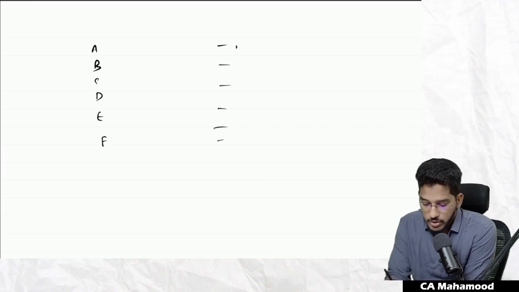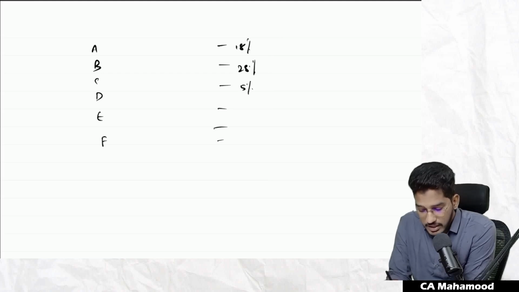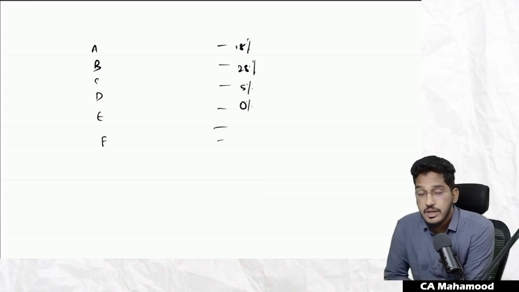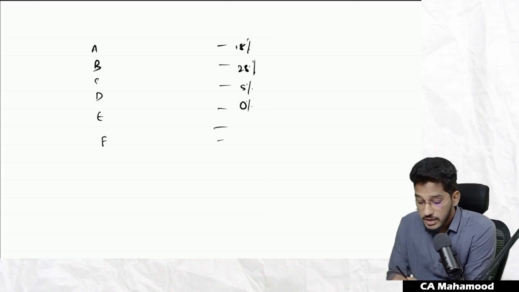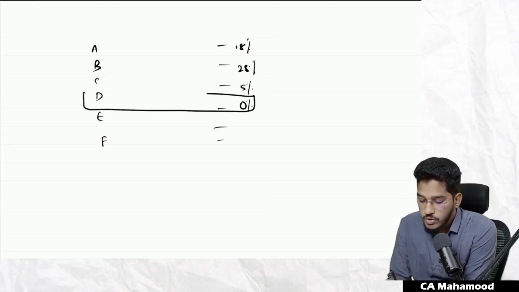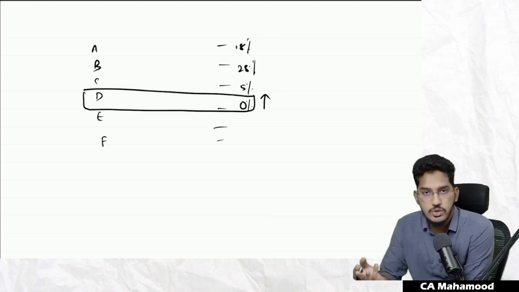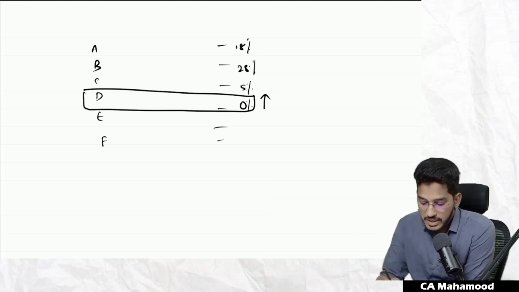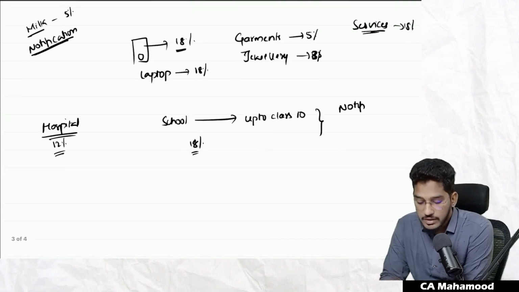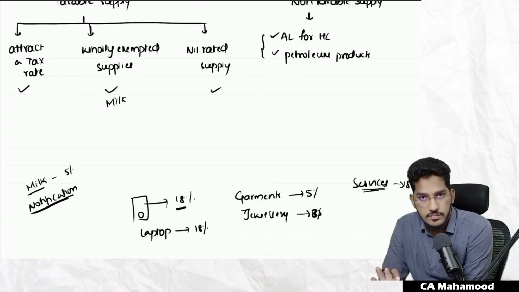Now assume that product A 18% is mentioned, product B 28% is mentioned, product C 5% is mentioned. Against product D, 0% was mentioned. So for product D, if the government wants to tax, they might tax it in the future. Simply they will release a notification and increase this rate from 0 to 5 or 0 to 3 or 0 to 10. So even these nil rated supplies will fall under taxable supply only.